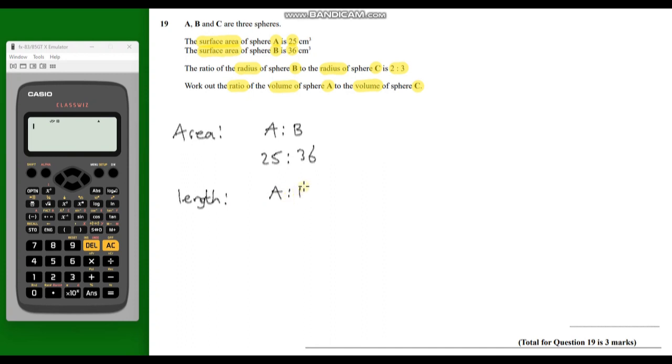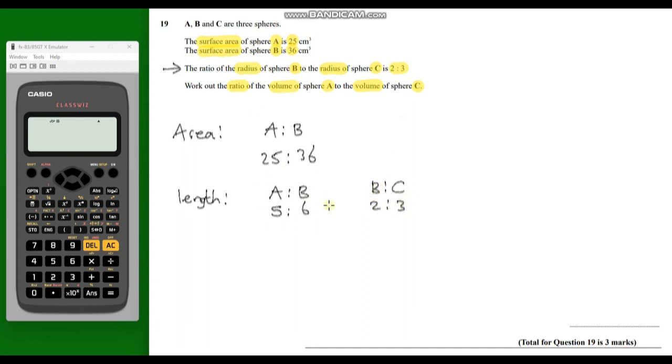So again, this is still A to B. The square root of 25 is 5, and the square root of 36 is 6. So now we've got this length scale factor of A to B. And now if we look at this line here, we're told what the length scale factor is of B to C, because we've been given a length. The radius is a type of length. So the ratio of B to C is 2 to 3.